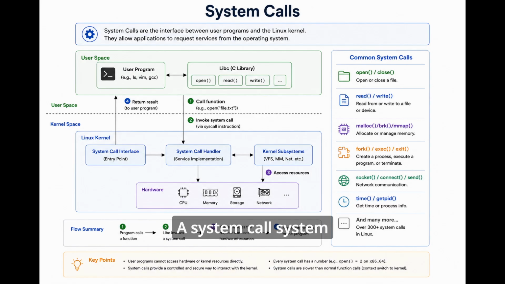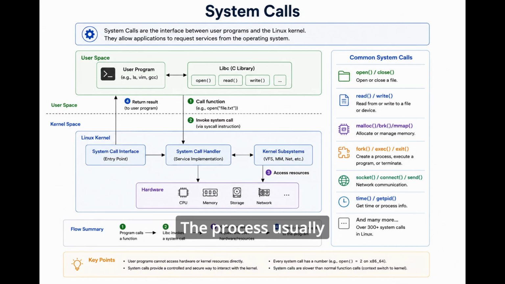12. System calls. System calls are the official interface between applications and the kernel. Applications cannot directly access kernel functions. Instead, they use system calls. Examples include open, read, write, fork, exec, and socket.